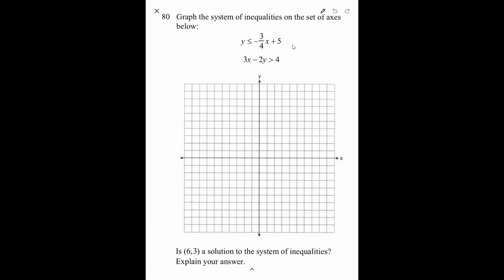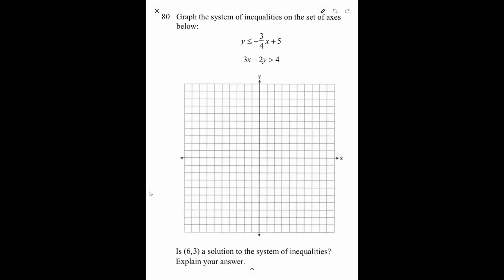Even if you don't know how to graph, you can answer this question. You can store 6 into x and 3 into y, then type in both of these inequalities. If you get two true statements, then it is a solution. If either one or both of them are false, it's not a solution. So basically, if 6 and 3 make both true, then it's a solution. Anything else is not a solution.